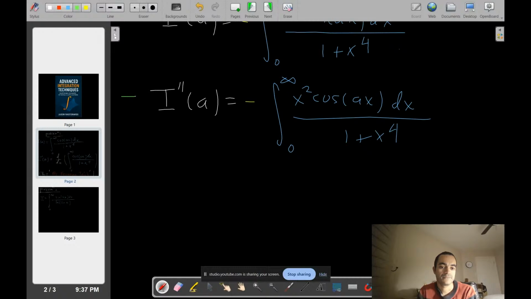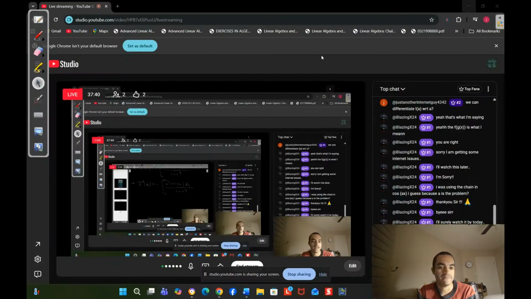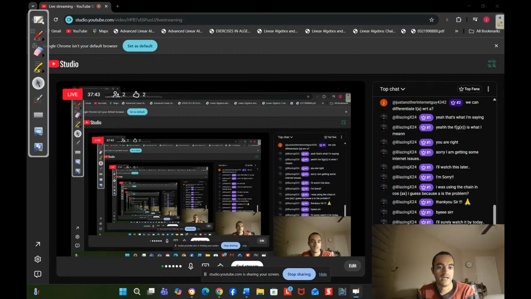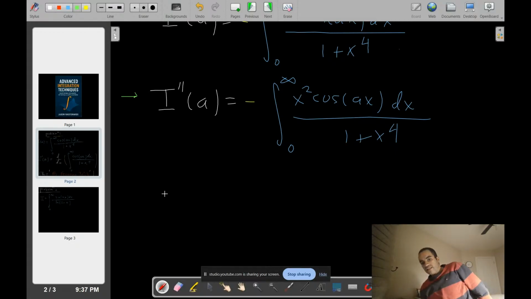You have to integrate I double prime of a. I double prime of a is equal to this negative improper integral of x squared cosine of ax dx over 1 plus x to the 4. Some of you may be thinking, how do you do that? Because the more we differentiate, the more complicated it's getting. However, we need to solve this problem, so we have to keep differentiating. I think there will be a pattern that will come out of this.